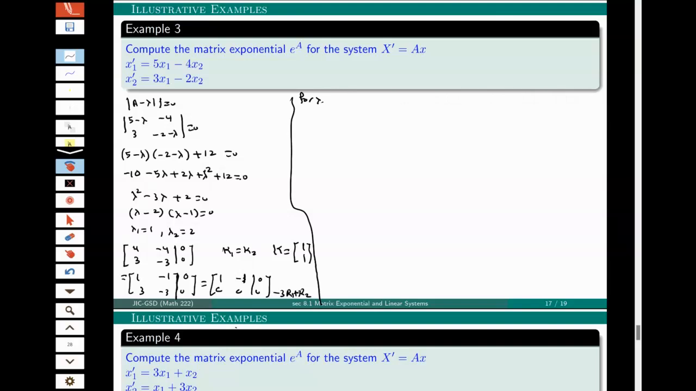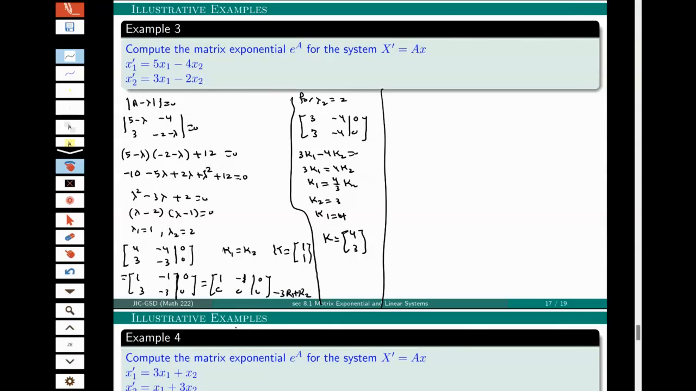For lambda 2, which is equal to 2 in our case here, we will get 3 minus 4, 0. That's 3 minus 4, 0. It's the same equation. So we have 3k1 minus 4k2 is equal to 0. 3k1 is equal to 4k2. So k1 is 4 over 3 k2. We divide by 3. So choose k2 to be 3. k1 will be 4. And the eigenvector will be 4 and 3.